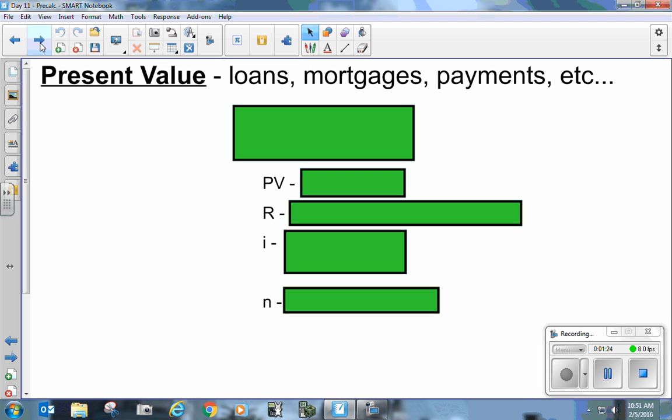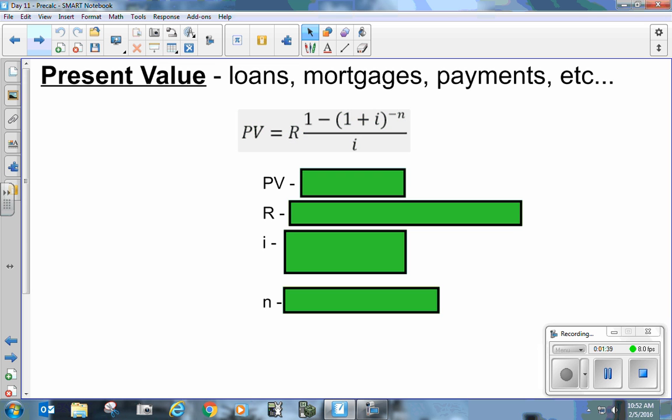So, let's look at present value. I think we'll get through present value today, and then next class we'll do future value. But present value is just loans, mortgages, payments, etc. There is this equation. Okay, you ready to write this down? Yeah, it looks crazy, but it isn't. It looks complicated and crazy, but yeah, craziness, huh?